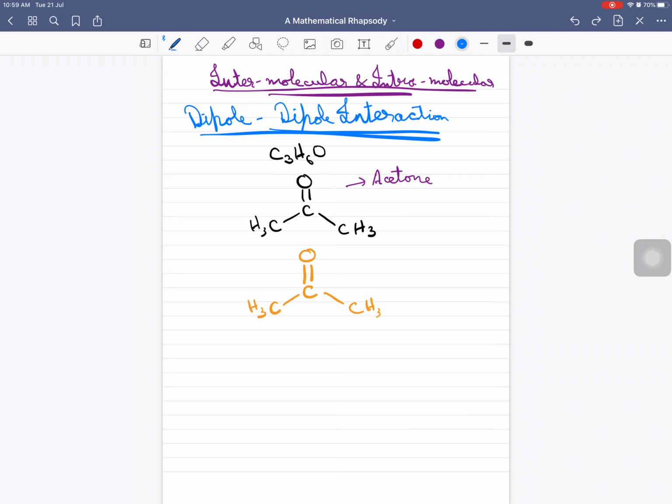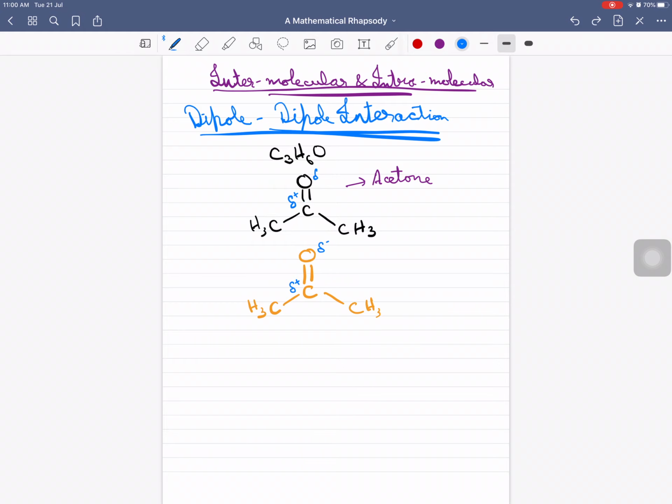Okay. We know that carbon has a partial positive charge while oxygen has a partial negative charge. Same here, partial positive. This is a partial negative. Oh, I'm sorry, I didn't see that. This is a partial negative charge. And now, as you can see here, this is partial positive and this is partial negative.